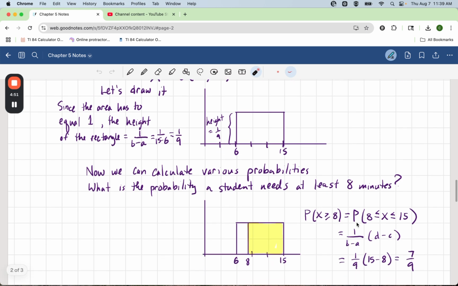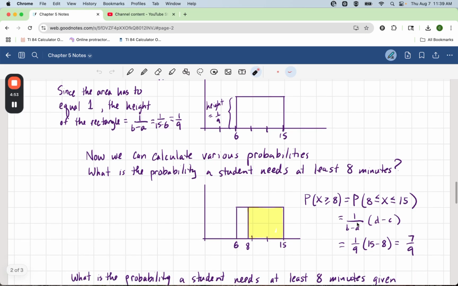What's the probability a student needs at least 8 minutes? So the probability x is greater than or equal to 8 is the same as the probability that x is between 8 and 15, because 15 is the upper end of that uniform distribution. So applying the formula, 1 over b minus a, so that'd be 1 over 9, times d minus c, 15 minus 8, that's going to be 7. So the probability is going to be 7/9 that a student needs at least 8 minutes.